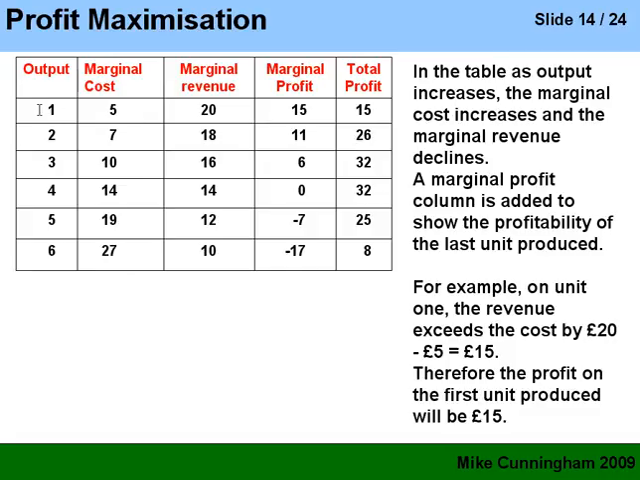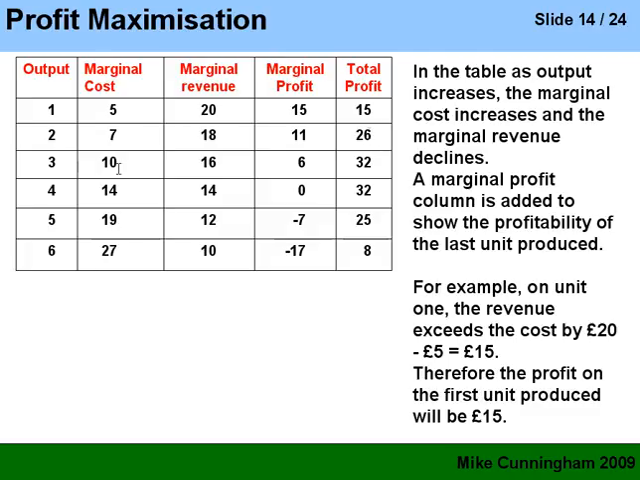Now, if the company produces 1 unit of output, the marginal cost will be 5. In other words, the cost of making the one is 5. The revenue associated from selling it is 20. So the profit on the first unit is 15, 20 minus 5. So the total profit is also 15. On the second, marginal cost is 7. Marginal revenue is 18. 18 minus 7 means we make 11 profit on the second one. Nothing to do with the first one. On the second one, we make 11. We've made 15 on the first one, 11 on the second one, so in total we've made 26.